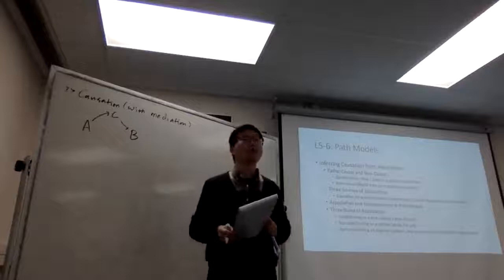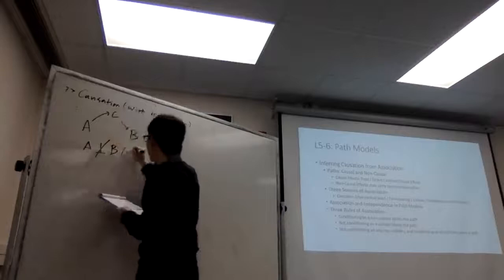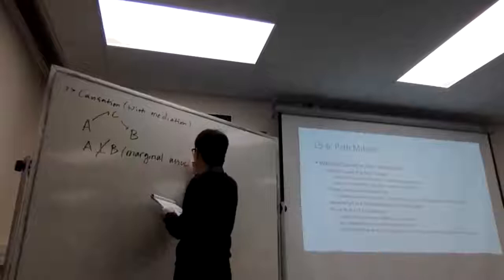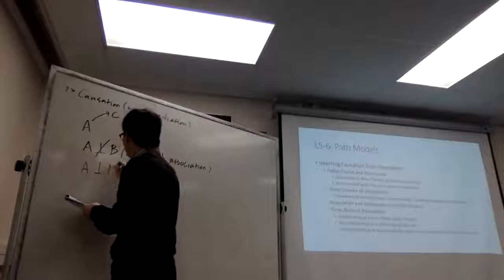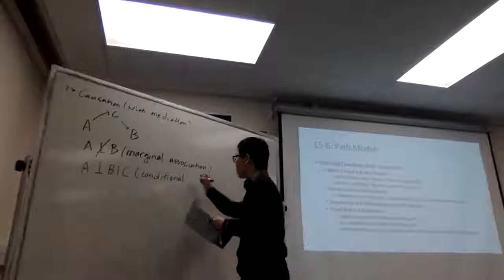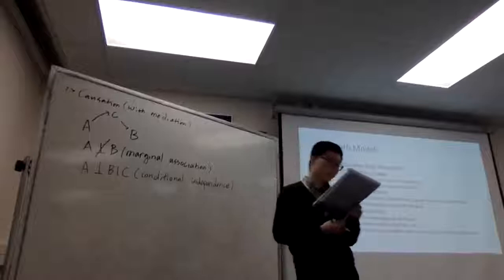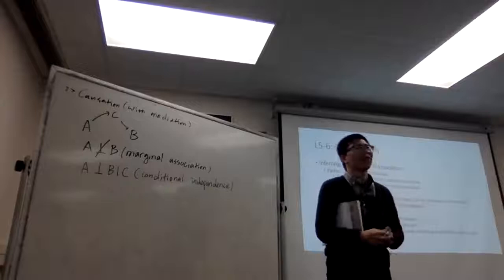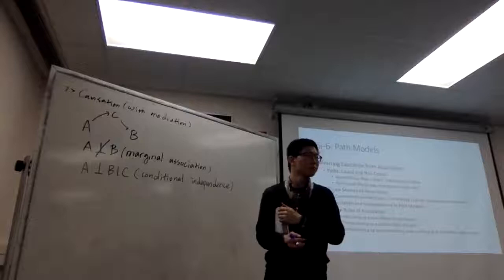Good. So it is noted as A is marginally associated with B, but they are independent when variable C is conditioned. Okay. What does that mean though? Right. So if we control C, then A is actually not associated with B.